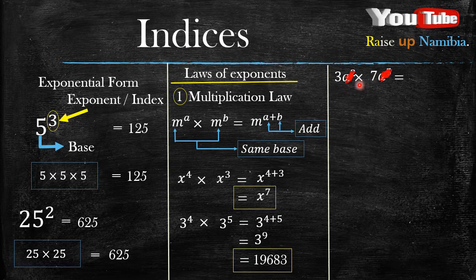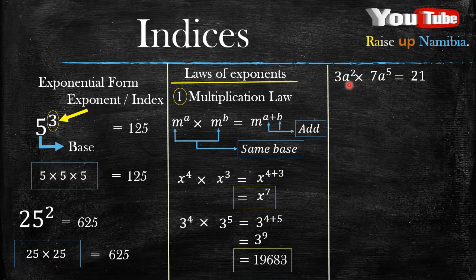You look at the sign in between and you carry out that sign. So in this instance, this sign is a multiplication sign. So we multiply. What's 3 multiplied by 7? It's 21. Okay? So now that we are done with the number part, now we can focus on the letter part or the variable.